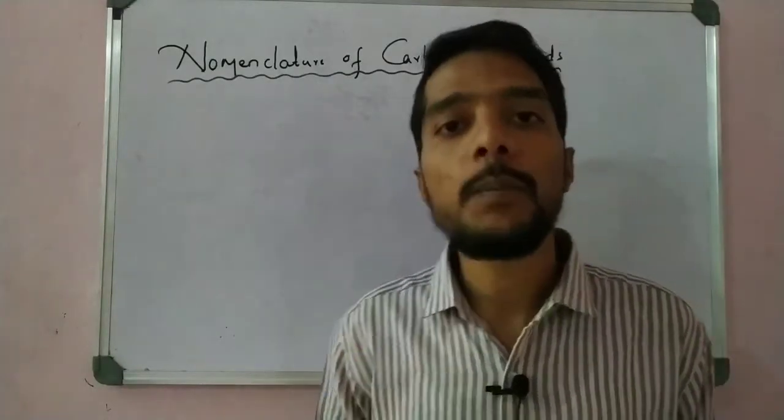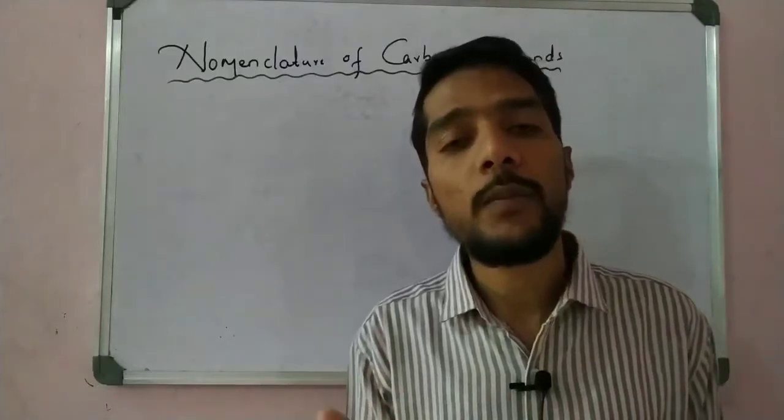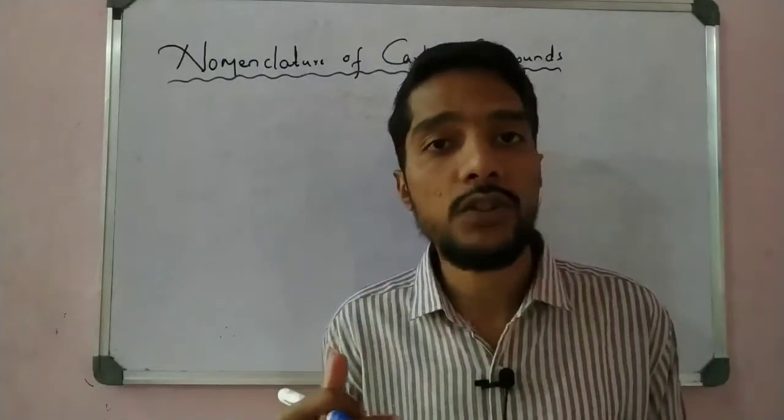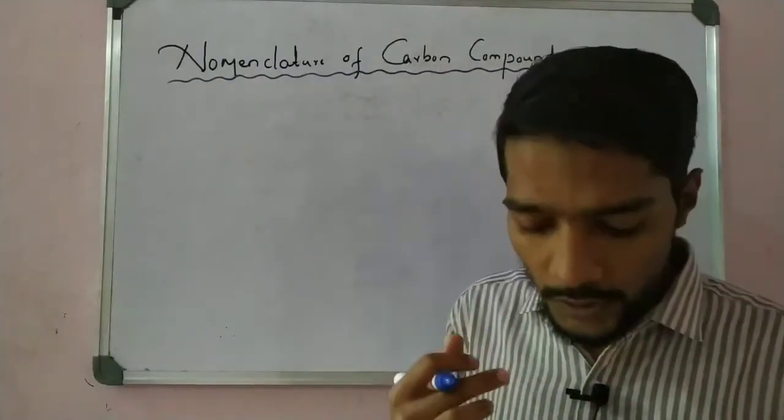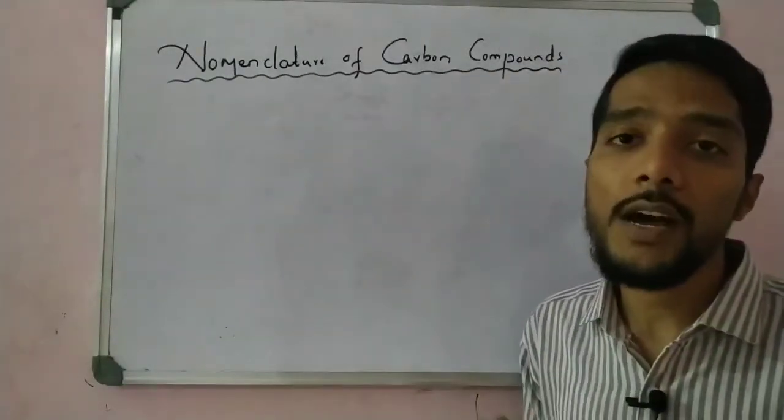We take examples from simple to complex, and we also solve four important questions from the exercise. So let us first learn the method to follow for the nomenclature of a carbon compound.